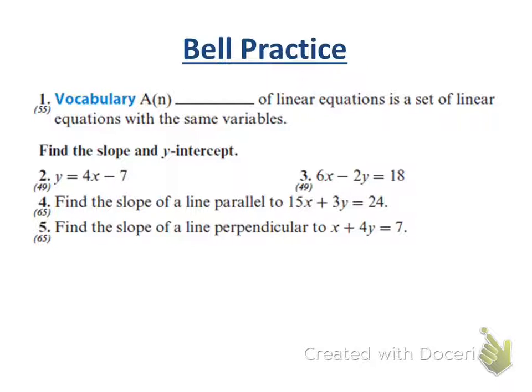So there's some review in this, but we're going to get some new definitions and terms that we're going to need to use moving forward. So I'm going to tell you that number one, a system of linear equations is a set of linear equations with the same variables. We never defined it that way, but two or more linear equations with two variables is a system of linear equations. So the variables need to be the same.